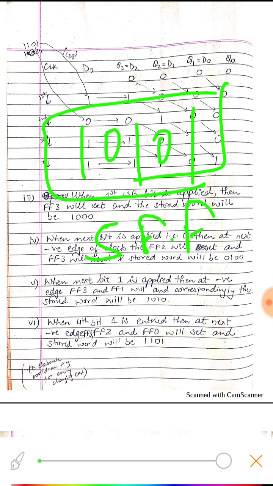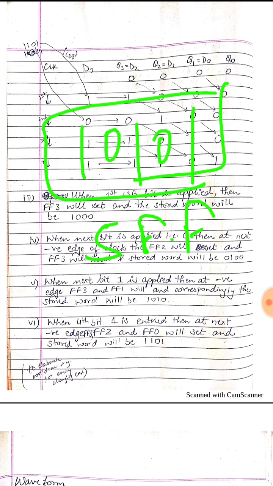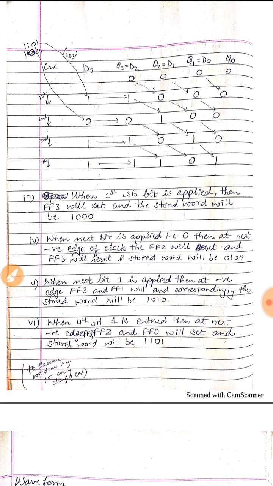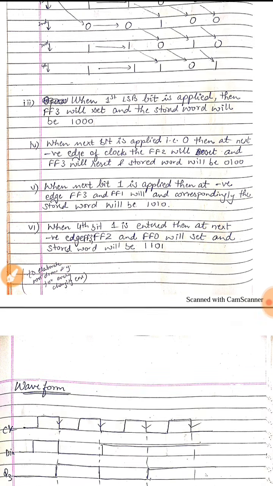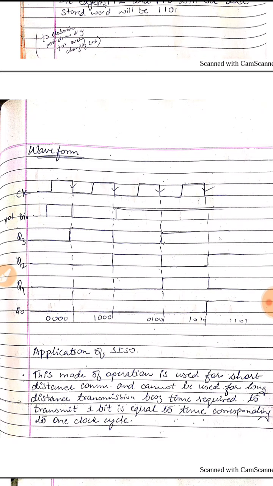So this is how shift registers work, serial in serial out. Okay, this is the timing diagram. We can see at the first edge the LSB comes into the flip flop, at the second edge the bit next to LSB, and similarly it goes on.